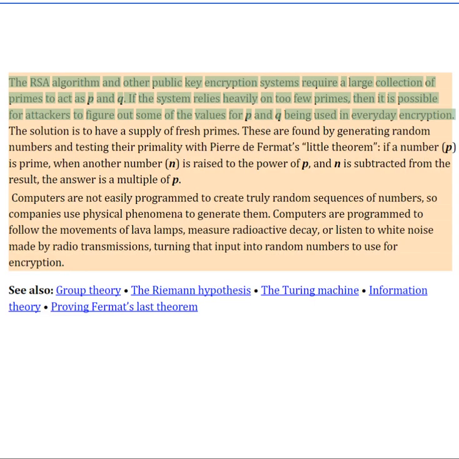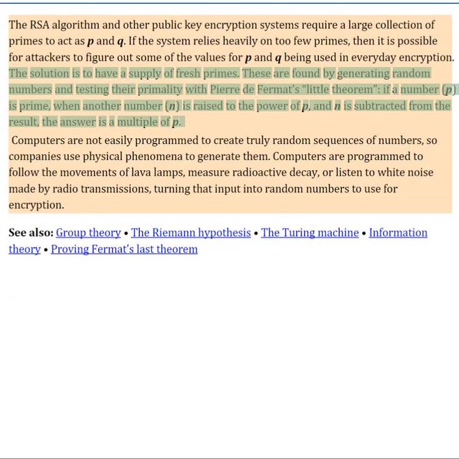The RSA algorithm and other public key encryption systems require a large collection of primes to act as P and Q. If the system relies heavily on too few primes, then it is possible for attackers to figure out some of the values for P and Q being used in everyday encryption. The solution is to have a supply of fresh primes. These are found by generating random numbers and testing their primality with Pierre de Fermat's little theorem.